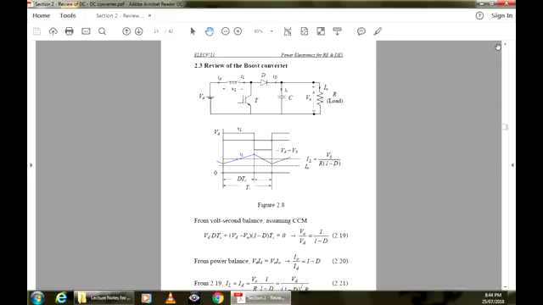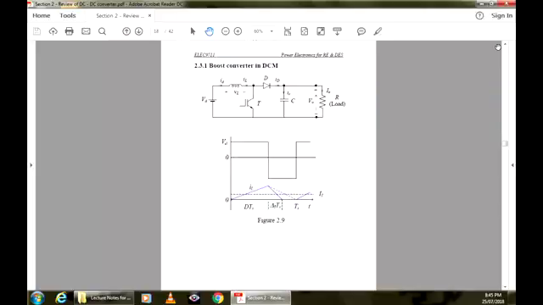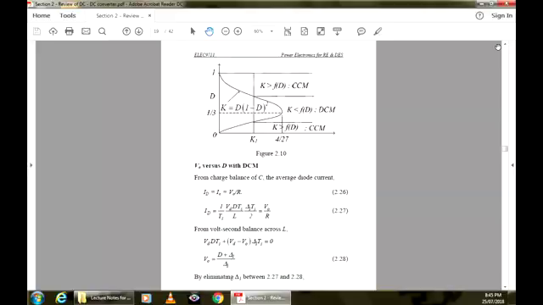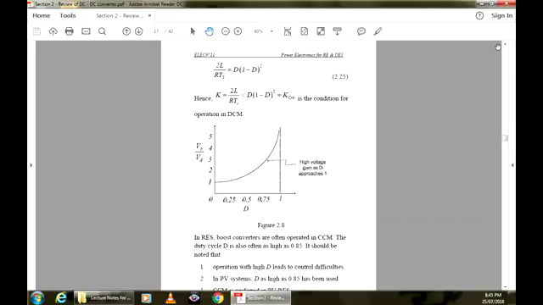Now the analysis for finding the value of inductor for a chosen frequency, so that we always operate in continuous conduction mode, can be found by considering the case for boundary condition. And from there, you will find the formula. Yeah, that's the formula.